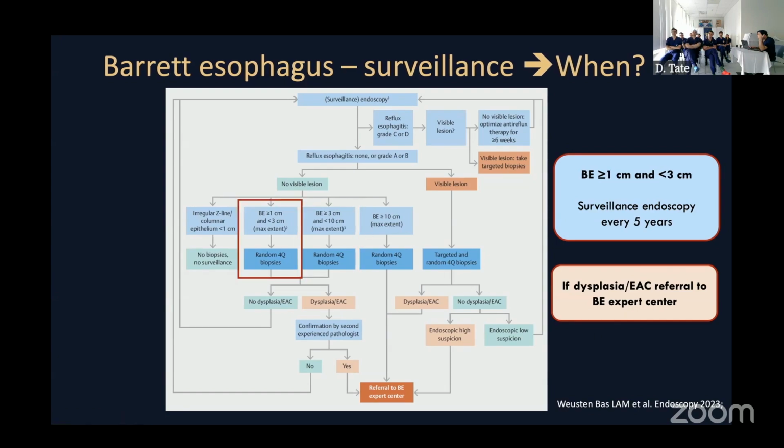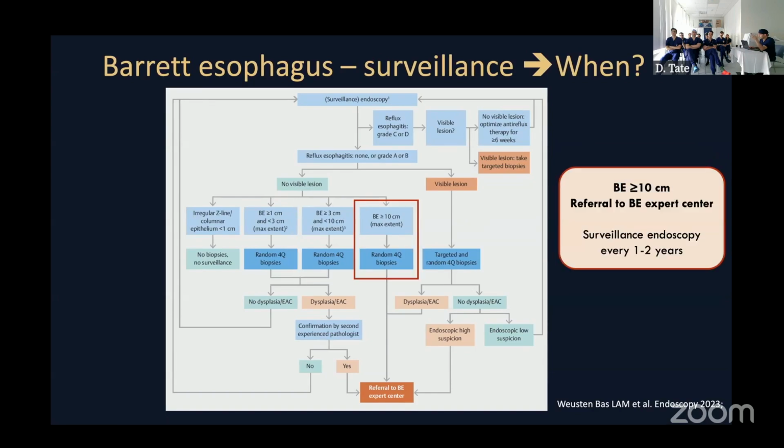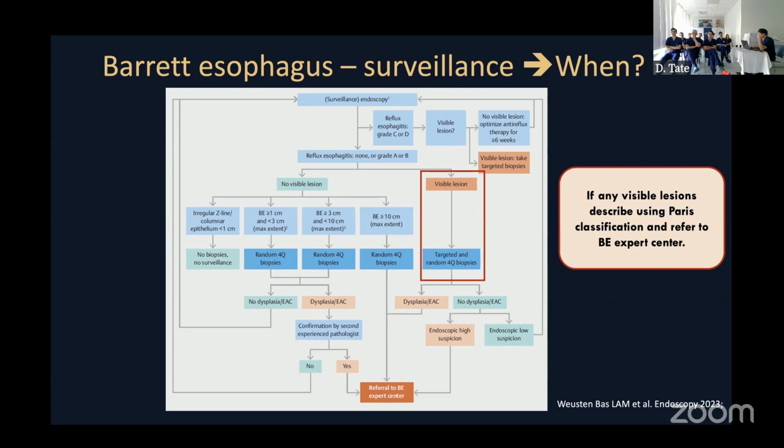And the surveillance interval changes. So this group has 5-year surveillance, and this group has 3-year surveillance if no dysplasia is found. And if it's more than 10, they should be going to an expert center anyway. They should get surveillance endoscopy every 1 to 2 years. And of course, if there's something in that, then you need to go to a reference center. If you find a visible lesion, you should describe it and refer it immediately.